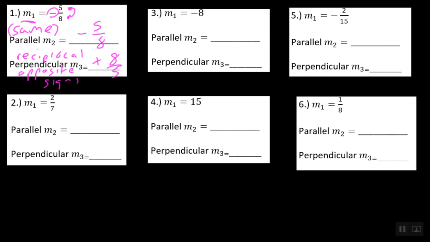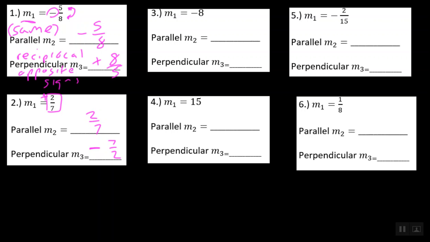All right, let's go through these really quickly. For number 2, we have a slope of 2/7. That means that the parallel slope will also be 2/7. For perpendicular, if this is positive, the perpendicular slope must be negative, and we flip the fraction to get 7/2.